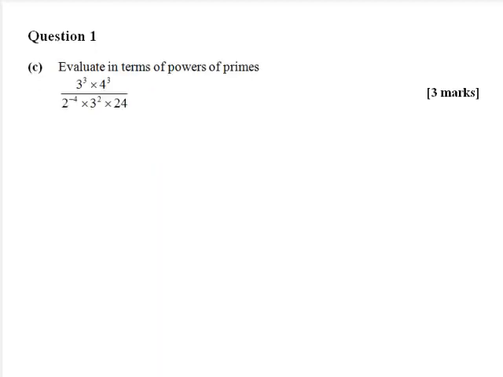Question 1 part C. Evaluate in terms of powers of primes. Now, evaluate generally means find the value of, but this says in terms of powers of primes. So at the end of this we need 2's to a power and 3's to a power. Right, so let's break this down into pieces. First of all, we've got the 3 cubed, so we'll leave that there. But 4 is not a prime. 4 is 2 times 2. So let's expand that, and there's the 4, which is 4 cubed, so that's 2 cubed times 2 cubed.